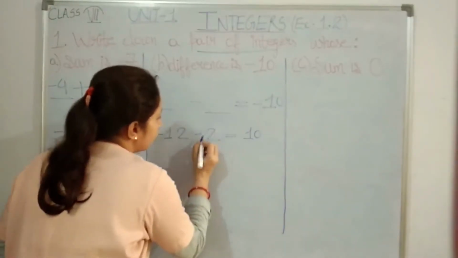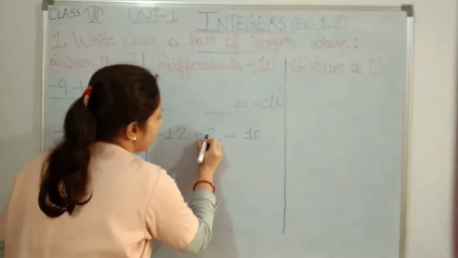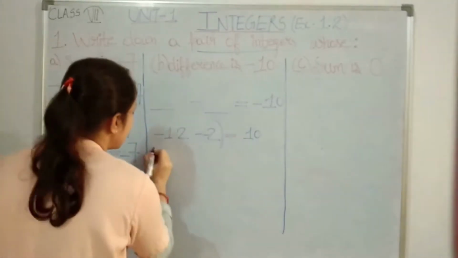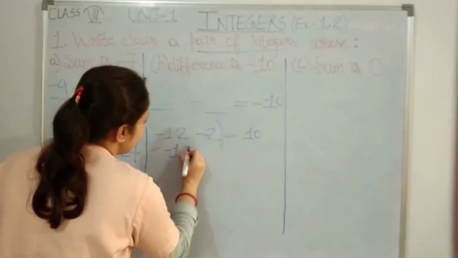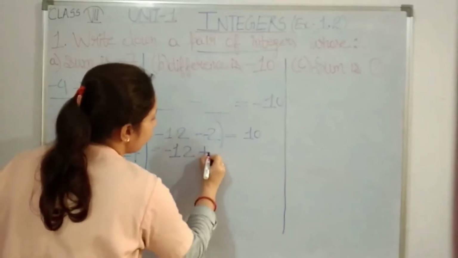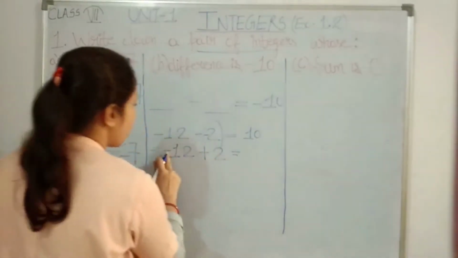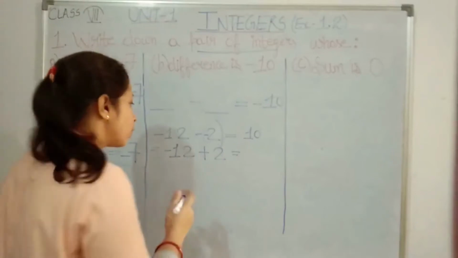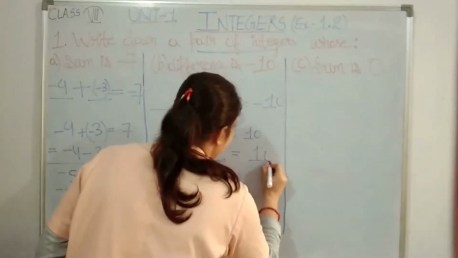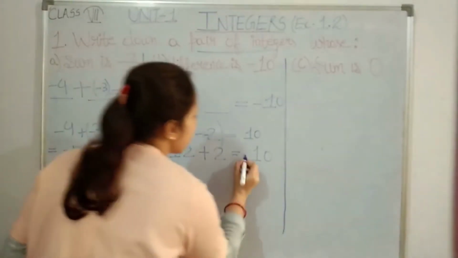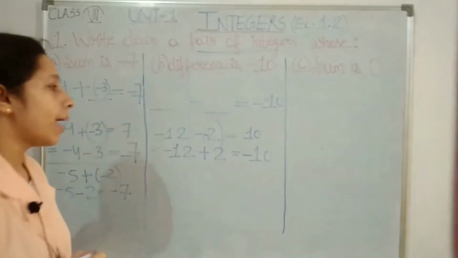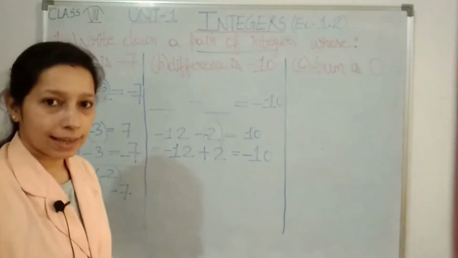Here we can write minus with 2, then what will happen? See, minus 12 minus minus will give you plus. Now see students, minus plus minus, 12 minus 2, 10. 12 is the greater number with negative sign, so in the answer also I will get minus. So minus 10. Clear students?